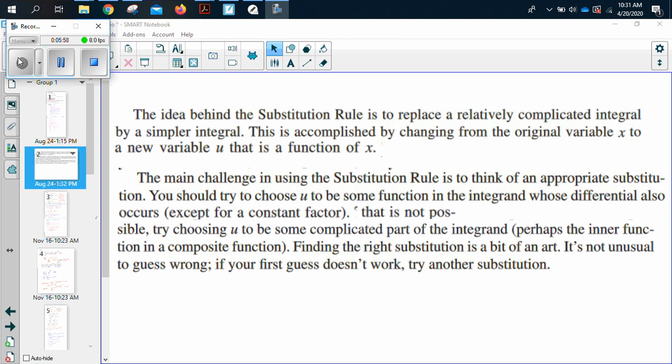Finding the right substitution is a bit of an art. It's not unusual to guess wrong. If your first guess doesn't work, try another substitution. You should be able to tell whether it's going to work or not. And if it doesn't work, that probably means you haven't chosen the correct substitution. So, a lot of times, not always, we choose u to be the inside function of a composite function. But remember that if we choose u to be the inside of a composite, the derivative of u must also be a factor in the integrand.